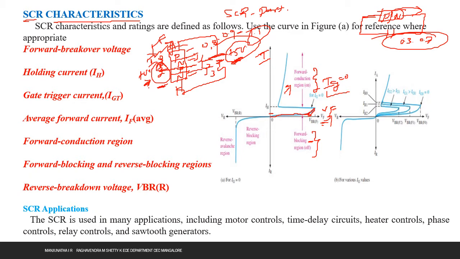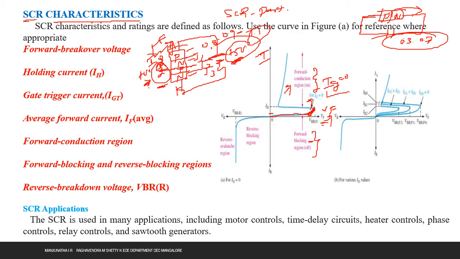So the SCR is not going to conduct; it is still in blocking mode. We are just trying to break down those three layers, junctions J1, J2, J3. At this point we are not taking any help from Ig. Here it is clearly mentioned Ig is equal to 0. Once it is broken down, there is no restriction or resistance.